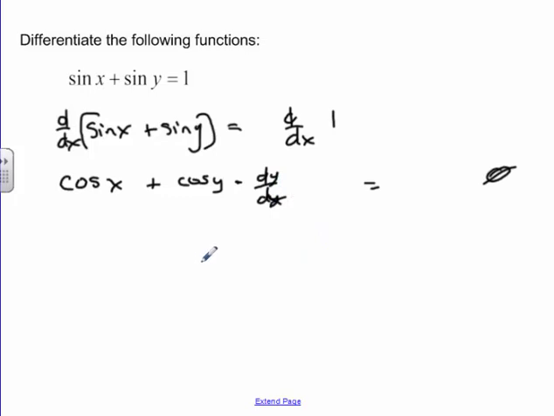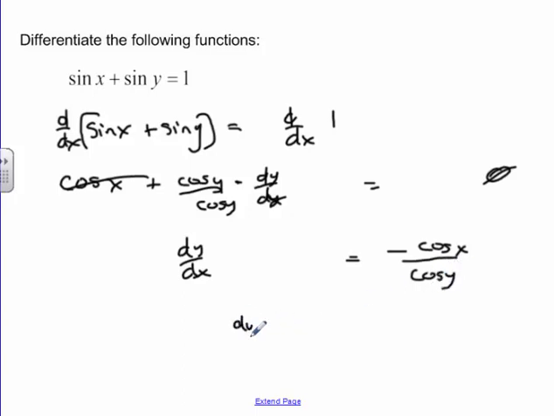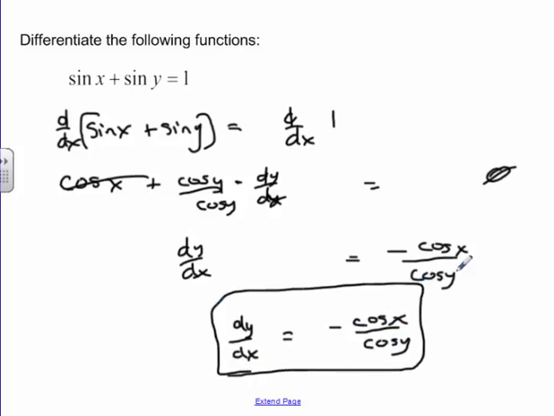Which means that to find dy over dx, you're going to have to subtract the cosine of x to the other side and make it negative, and you'll have to divide by the cosine of y. And so there you go. The derivative of that particular function was negative cosine x over cosine y. Now I got to point out, you can't actually cancel these cosines. Hope you guys are all aware of how that works. That's not something that'd be valid to do.